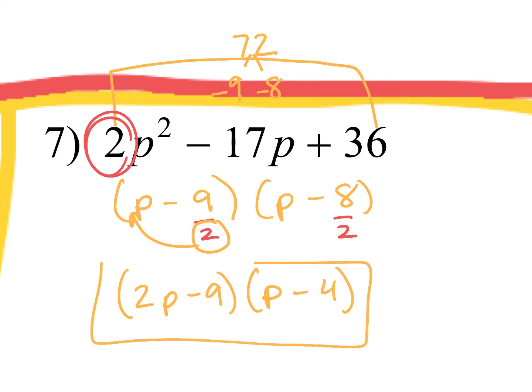And that's my answer. So notice how the 2 that I divided just goes in front of the p. It doesn't go out front in front of everything. Just right in front of the p, inside the parentheses.